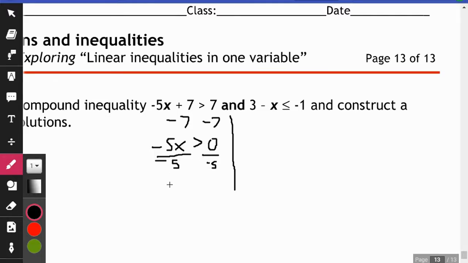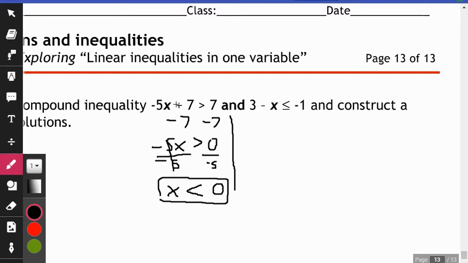And 0 divided by a number is just 0. These guys canceled out though, and I end up with x. The arrow has to point the other way. So that's one of my statements. When I solve it, I get x has to be less than 0. X has to be a negative number. That's it, just a negative number.